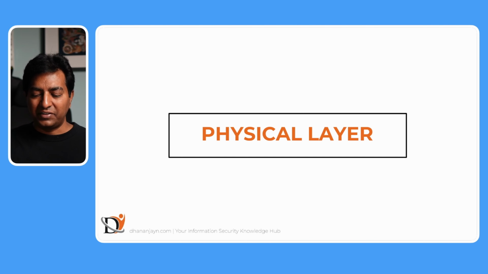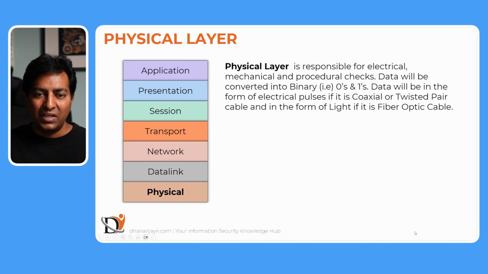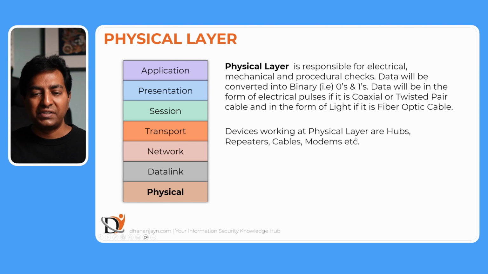So friends, let's talk about the physical layer. The physical layer is responsible for electrical, mechanical, and procedural checks. Data will be converted into binary zeros and ones, and data will be in the form of electrical pulses if it is a coaxial or twisted pair cable, and in the form of light if it is a fiber optic cable. Devices working at the physical layer are hubs, repeaters, cables, and modems.